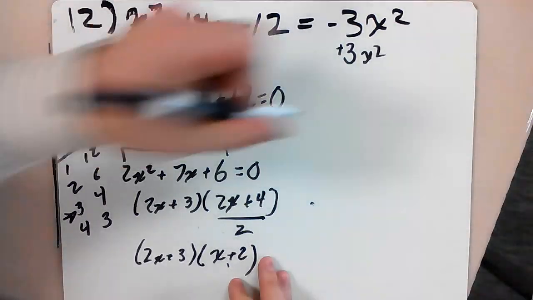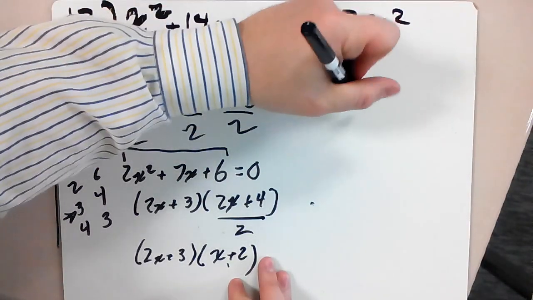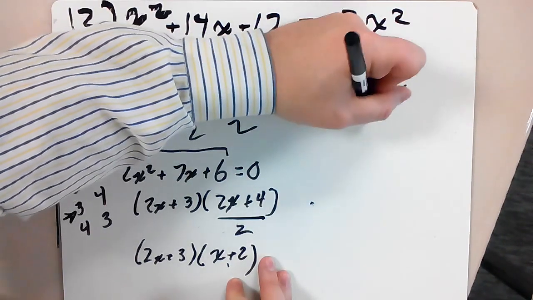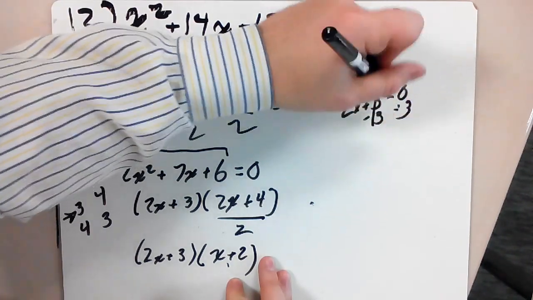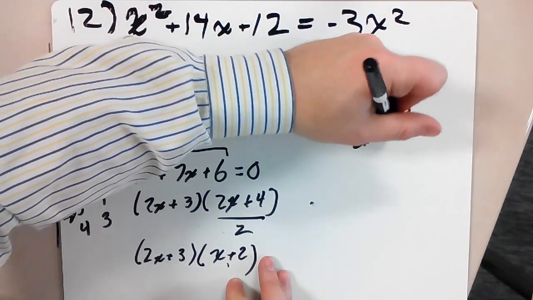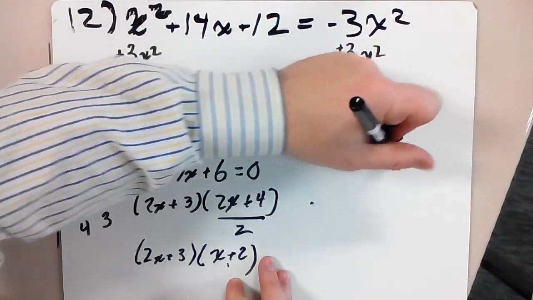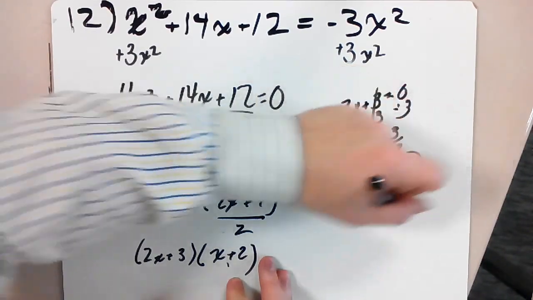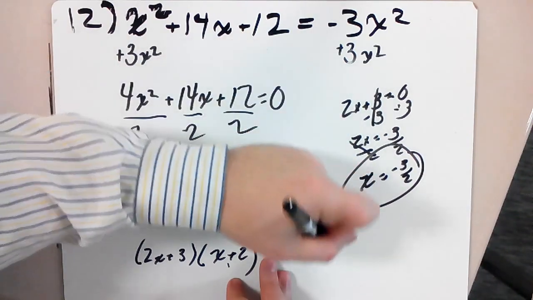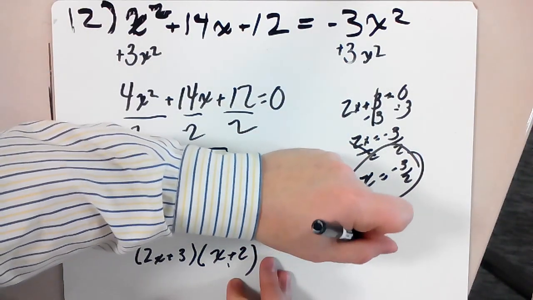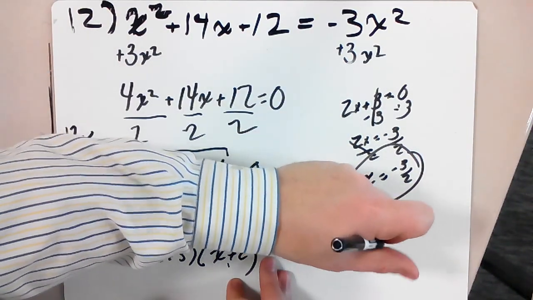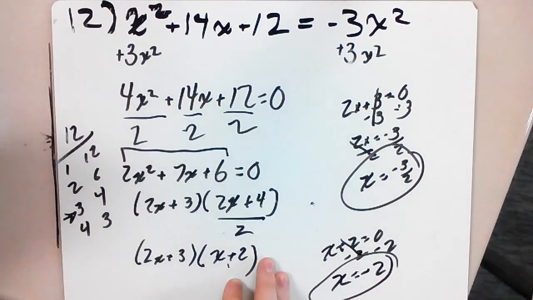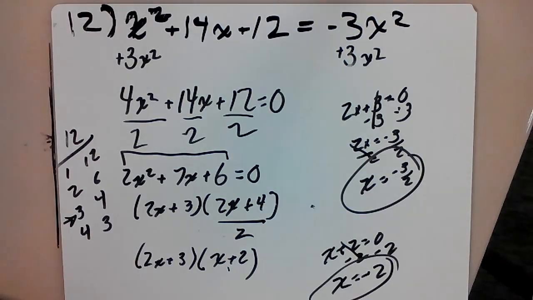Okay, now I have to solve it, right? Because remember, it's set equal to 0, I have to solve. So 2x plus 3 equals 0, so I subtract 3. So 2x equals negative 3, then I divide by 2. So I have x equals negative 3 over 2. That's 1. Then I have the second one, x plus 2 equals 0, minus 2, minus 2, x equals negative 2.